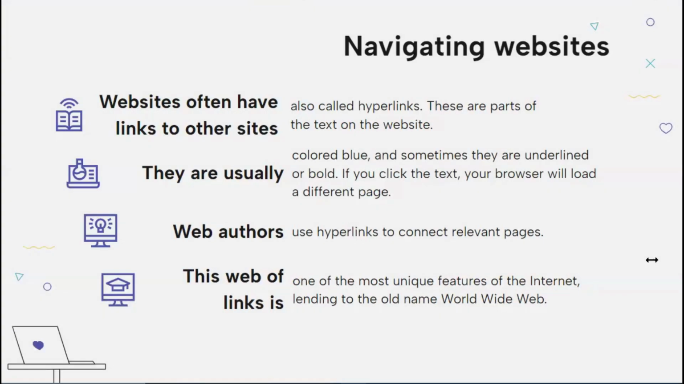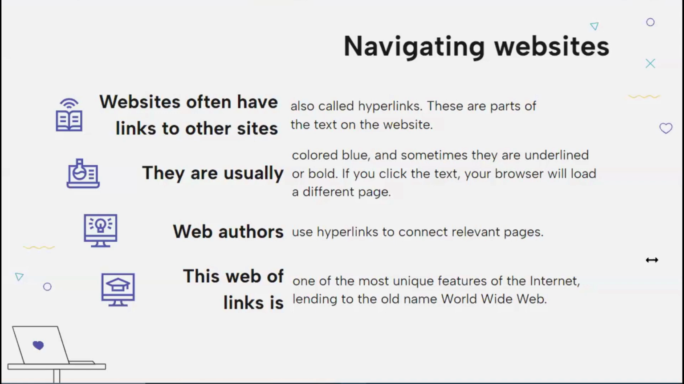Websites often have links to other sites, also called hyperlinks. These are parts of the text on the website. They are usually colored blue and sometimes they are underlined or bold. So if you click the text, your browser will load a different page. Web authors use hyperlinks to connect to relevant pages. This web of links is one of the most unique features of the internet, lending to the old name World Wide Web.